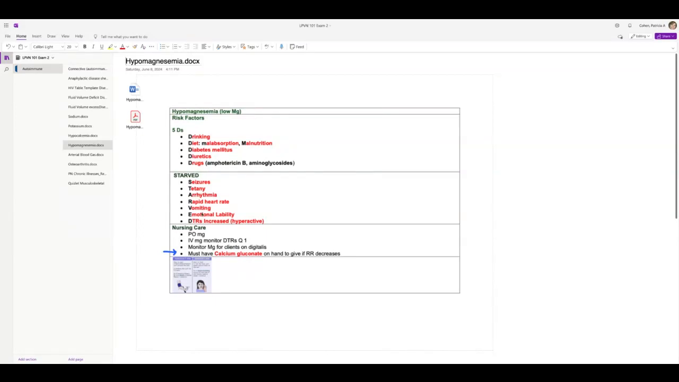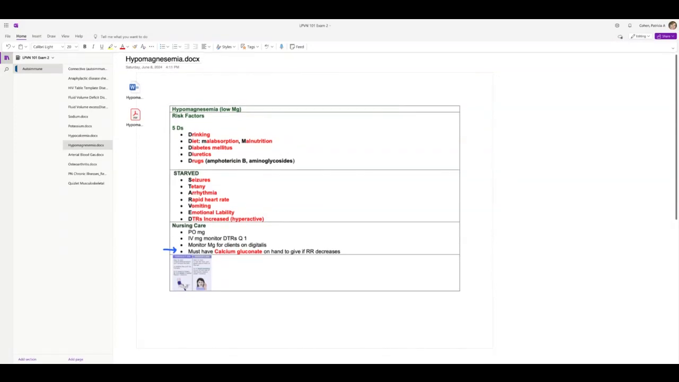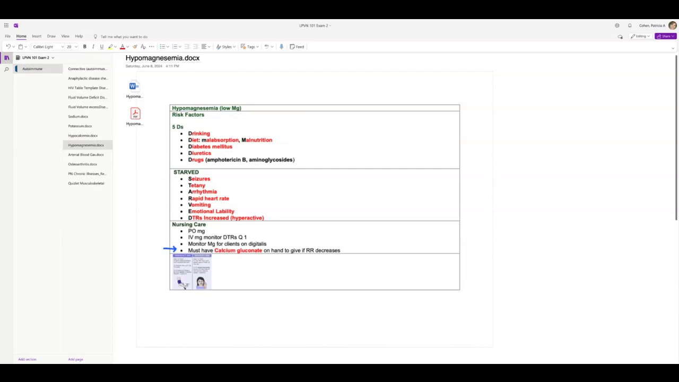All right. Now, the nursing care, you may have to give IV magnesium, and when you're giving IV magnesium, you have to check the deep tendon reflexes every hour while you're doing it. Now, what can happen is, I mentioned before that calcium was like a sedative. Magnesium is the same way, right? So if you're giving magnesium, that could affect the respiratory rate, okay? So they could have problems breathing, or they could breathe slowly. So your antidote for that is calcium gluconate. Okay, so that's important to know.